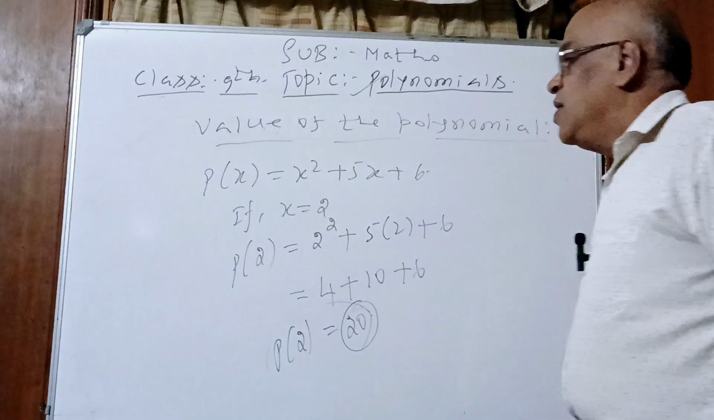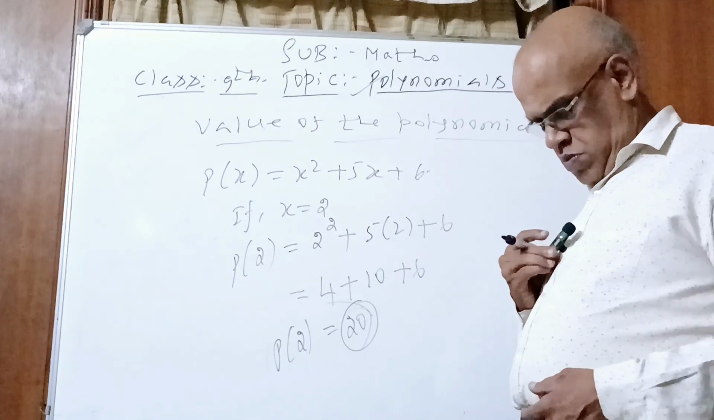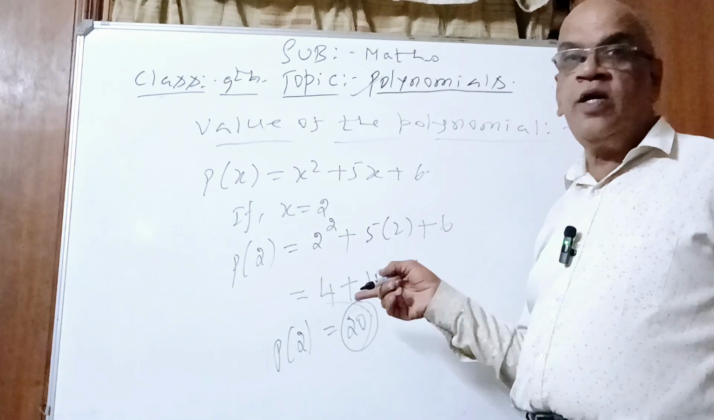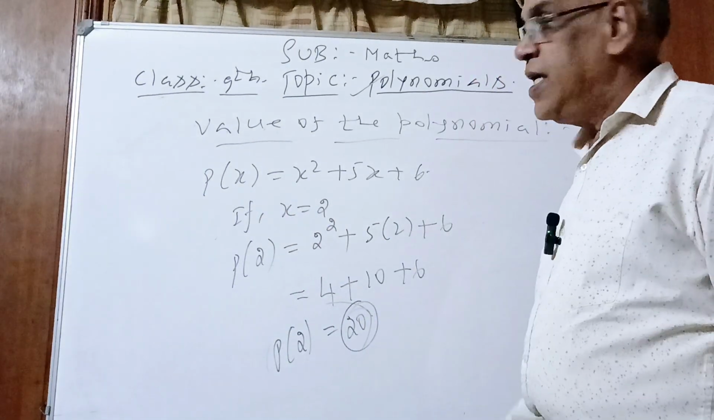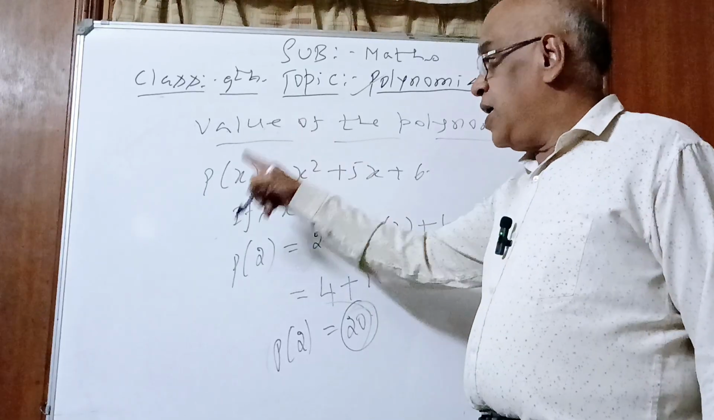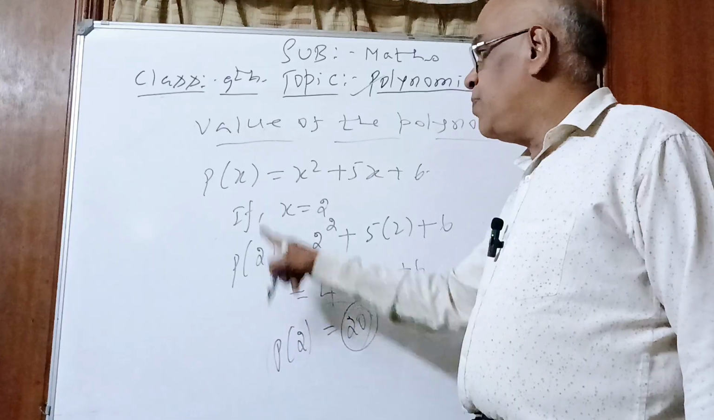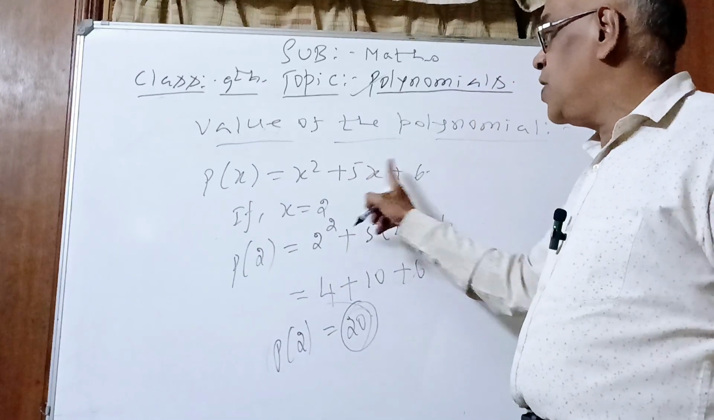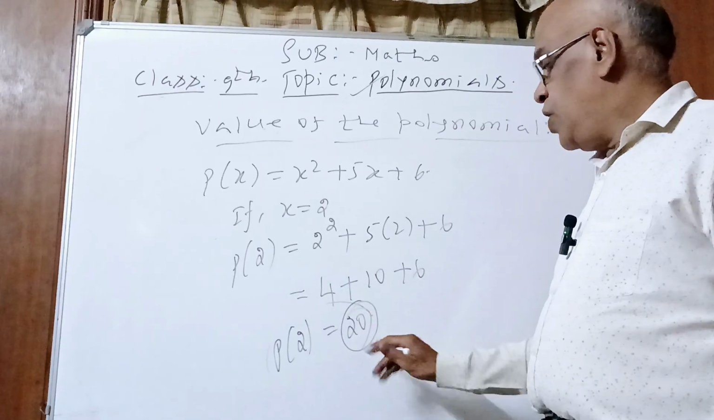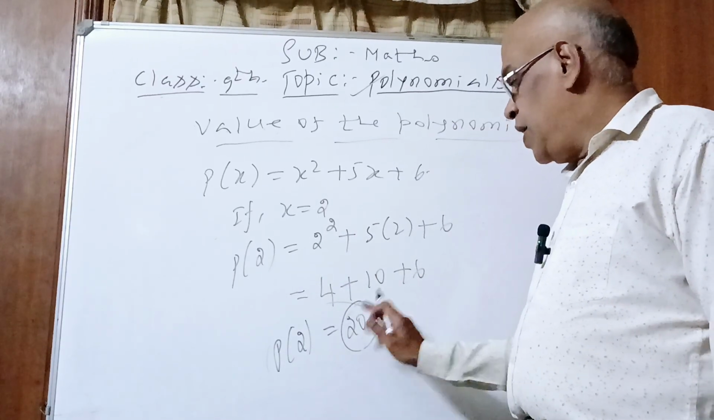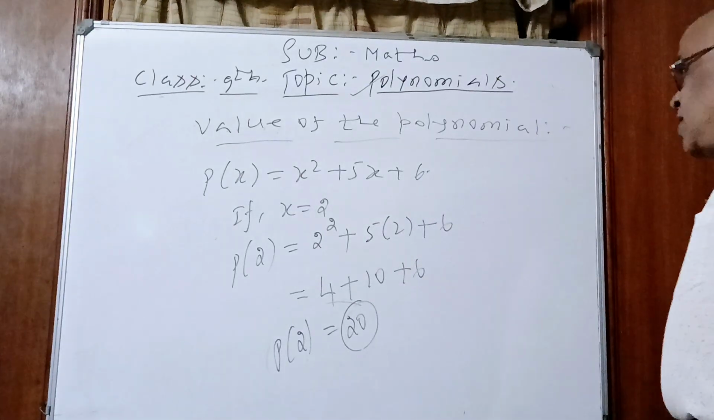So what is the definition? What is the value of the polynomial, children? In the given polynomial, put some value for x. On substituting or replacing x by that value, here I have taken x is equal to 2 in the polynomial P of x is equal to x square plus 5x plus 6. On substituting 2 and simplifying, we get the answer 20. This is called the value of the polynomial.